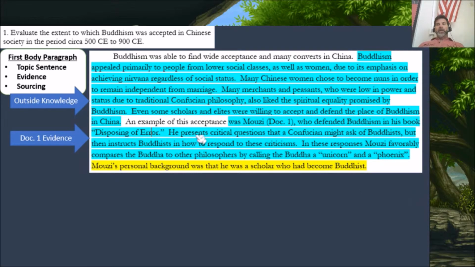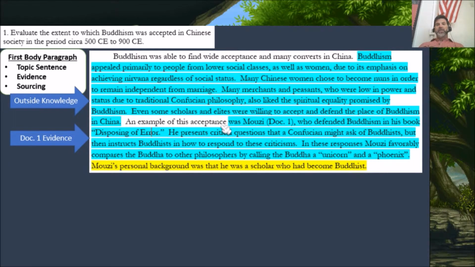So, be careful to not quote too much. You can use a word here and there that's really powerful from the writing, but you should really just basically explain what this person said and how that is an example of that argument.